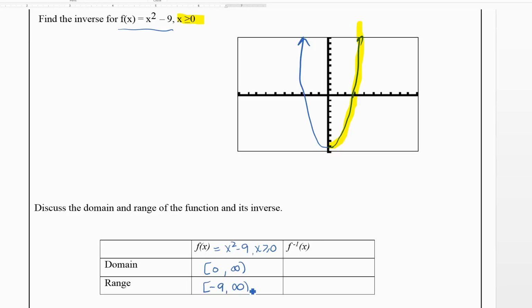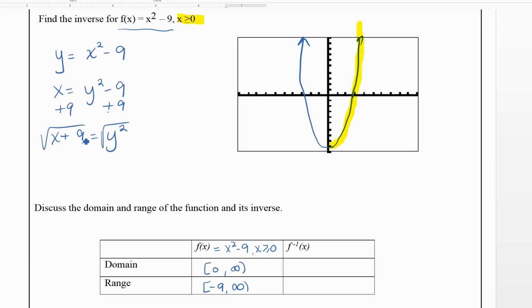Okay, now the steps for finding the inverse will be very similar. We're going to first put in y for f of x. Okay, now we're going to swap the x and the y, so we'd have x equals y squared minus 9, and we want to solve for y, so we'll add 9 to both sides. And here's where we're going to have to be careful. So to get y by itself, we want to take the square root of both sides.